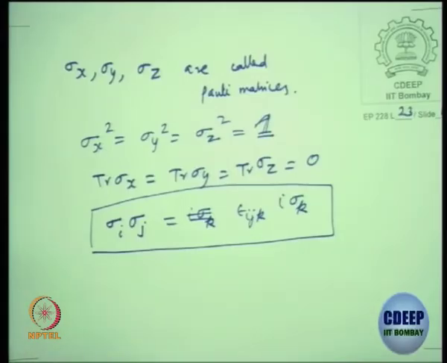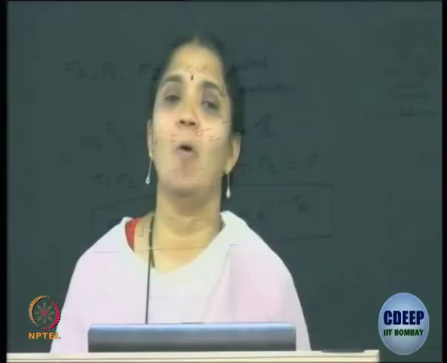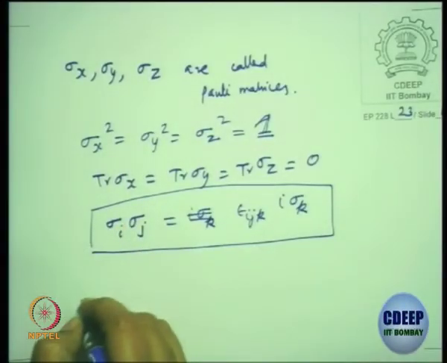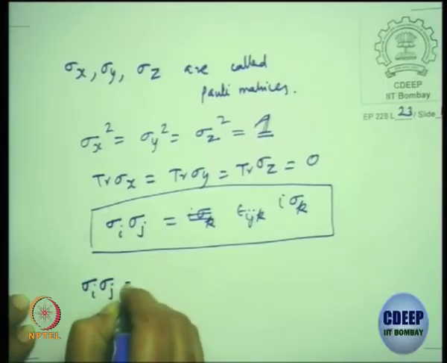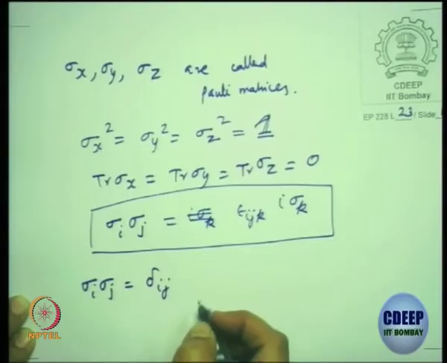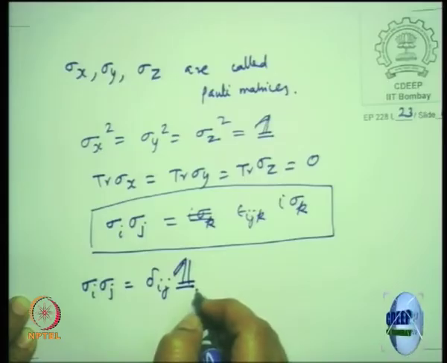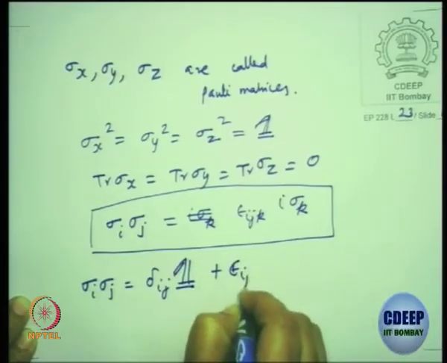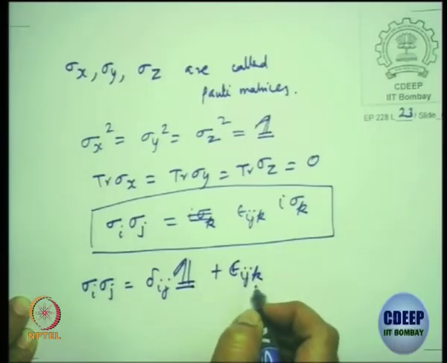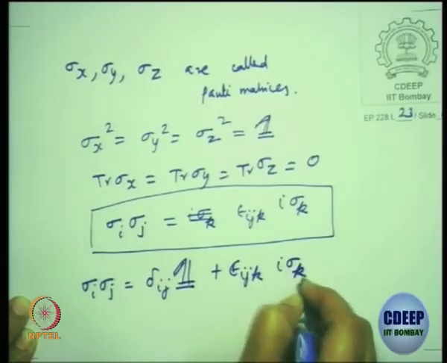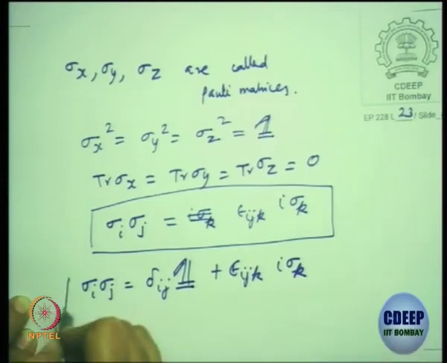This is a compact way of writing what I wrote for sigma x, sigma y is I times sigma z. You can write sigma i, sigma j as epsilon ijk I times sigma k. Can I write further? If i and j are equal, sigma i, sigma j is delta ij times identity. If i and j are not equal, it is epsilon ijk I times sigma k.